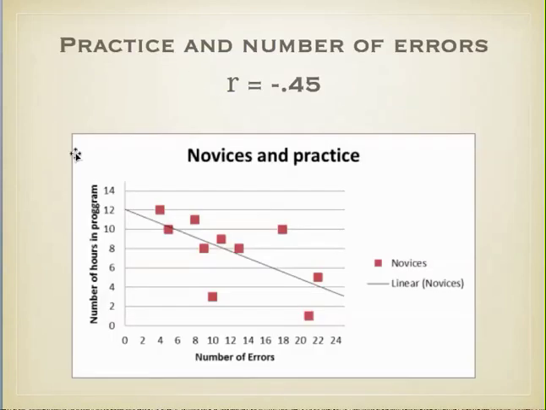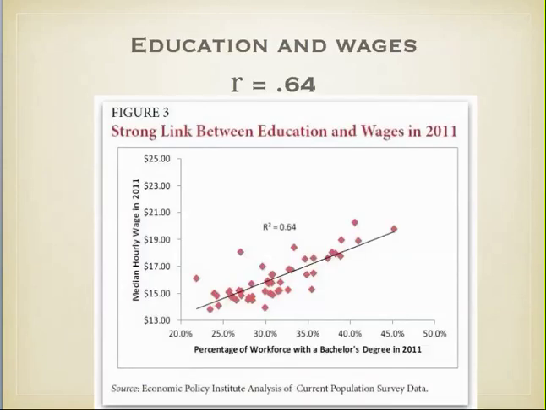This one here, the number of hours that are spent in the program, and the number of errors that a person makes over a set period of time. We can see that the more hours of training, the fewer errors that person made. The lower the training, the higher the number of errors. A few more: education and wages, as you would expect. A percentage of the workforce with a bachelor's degree: the more people with a bachelor's degree in that particular population, the higher their salaries.